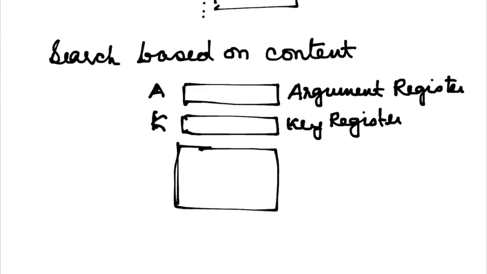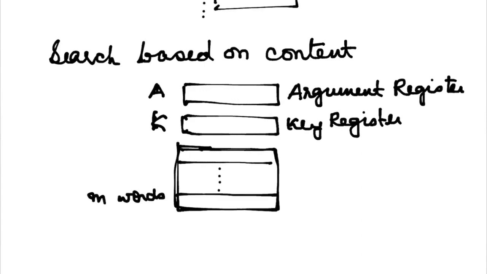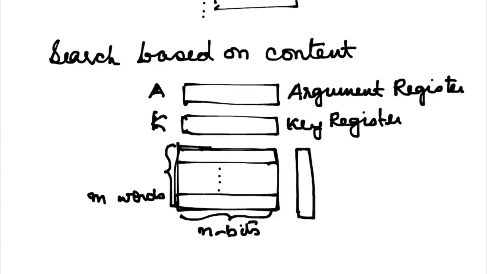In this associative memory, let us assume that we have M words or M locations, and each word is of N bits. So this is your associative memory. Along with that, we have one more register here, which we have drawn like this, and this is called the match register. We use the term M here.